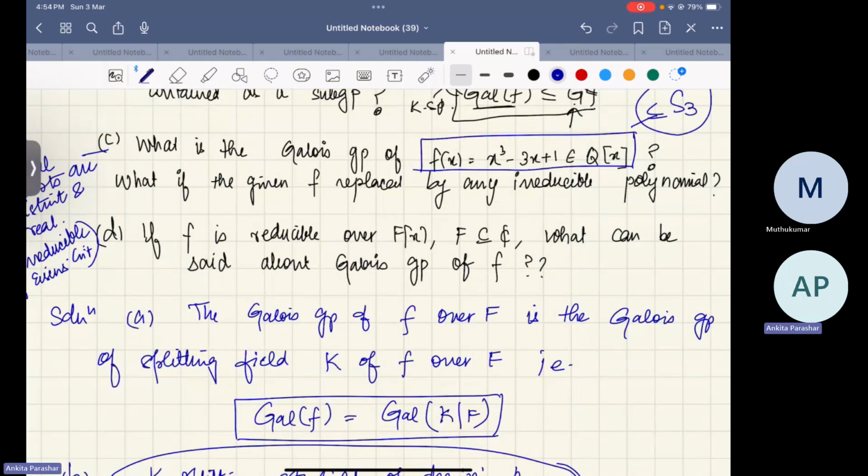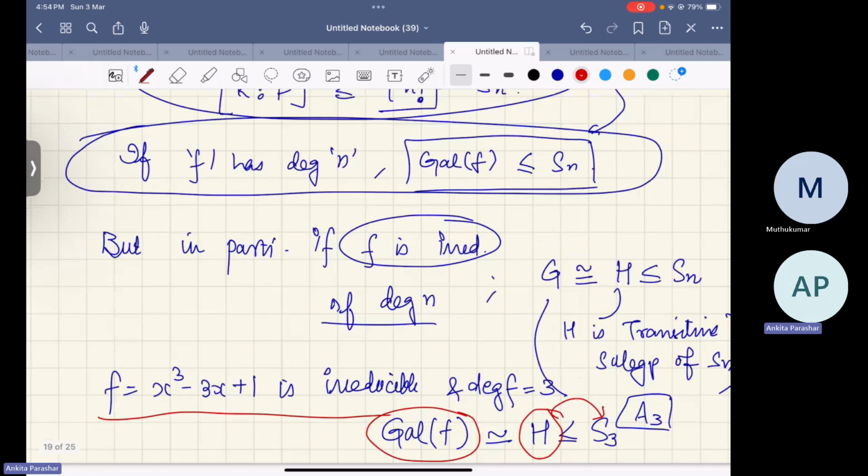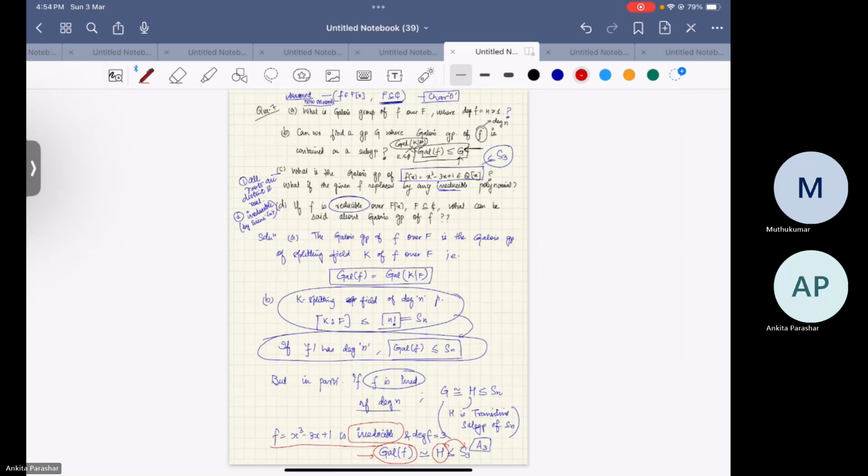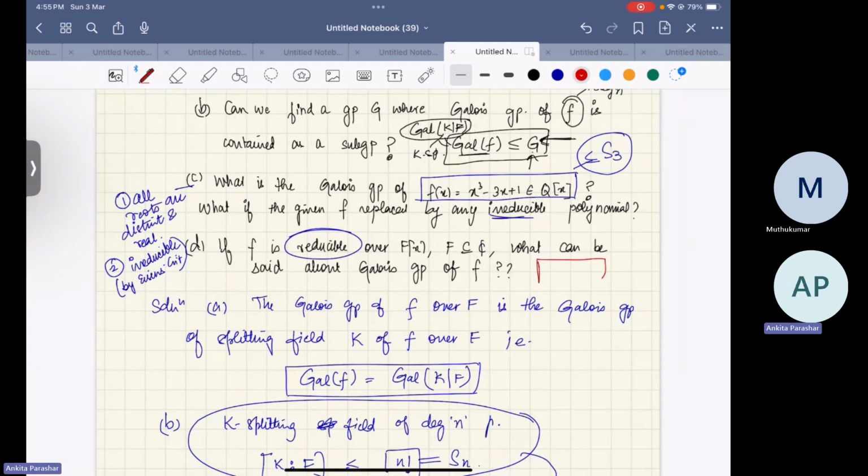If f is reducible over Q, will the statement saying that the Galois group of f is isomorphic to a transitive subgroup of Sn still hold? If I change irreducibility to reducibility. So our statement, if you recall, is that if you have an irreducible polynomial, then only is the Galois group a transitive subgroup. What is your guess? Yes or no? Well, the answer is no. The result will not hold if you replace your irreducible polynomial by a reducible one.